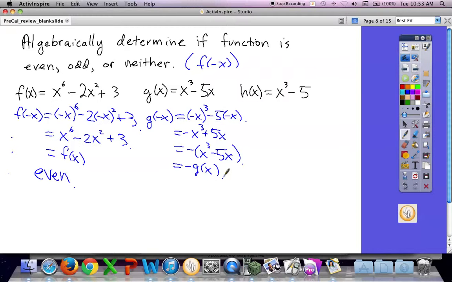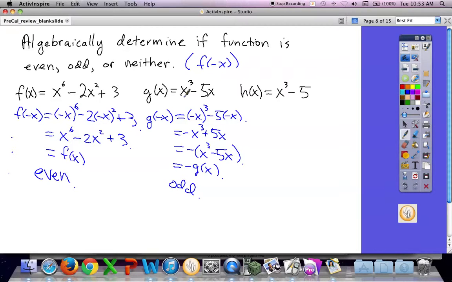And that's the algebraic check. If you take g of negative x and get negative g of x, that means odd. So could you just leave it as negative x cubed? You should really show this step right here, so that you can see that it's exactly the opposite.